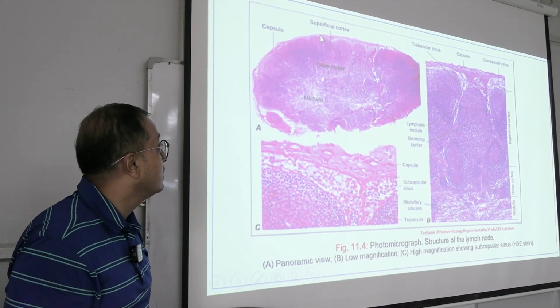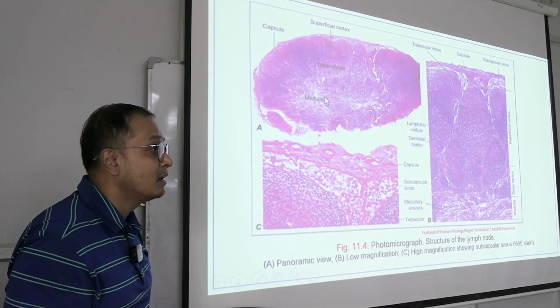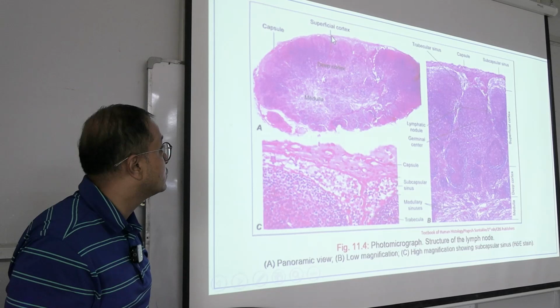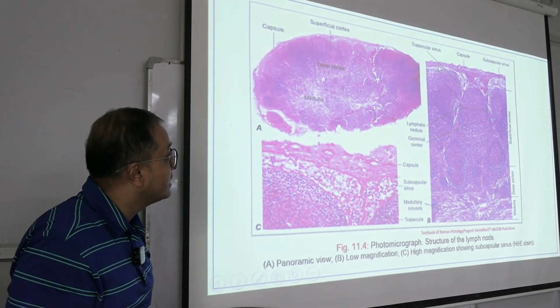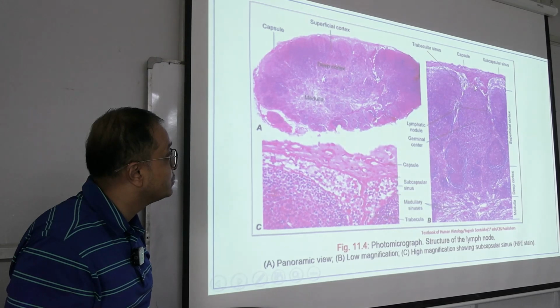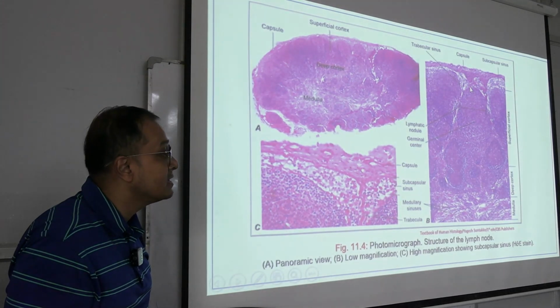So this is a capsule, this is the cortex and this is the medulla, deep dark stain, pale stain. If you zoom these things up, then this comes up. Between the capsule and this, we have this particular tiny bridge of tissue which is known as the subcapsular sinus.